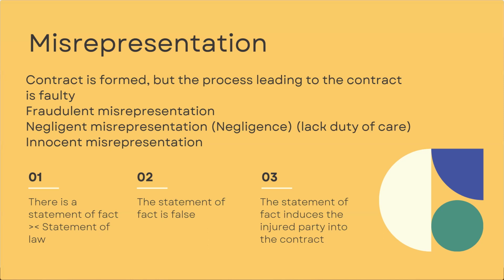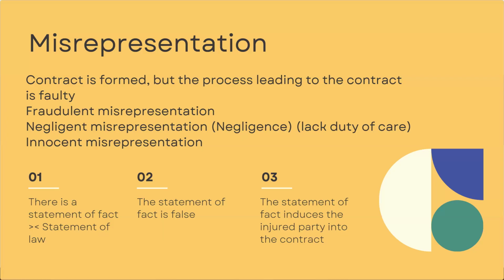So in this case, we have misrepresentation. This is a case where we already have the contract. It has all the elements of acceptance, consideration, intention, and capacity, all of them. But the process leading to the contract is faulty, and it includes misleading information.